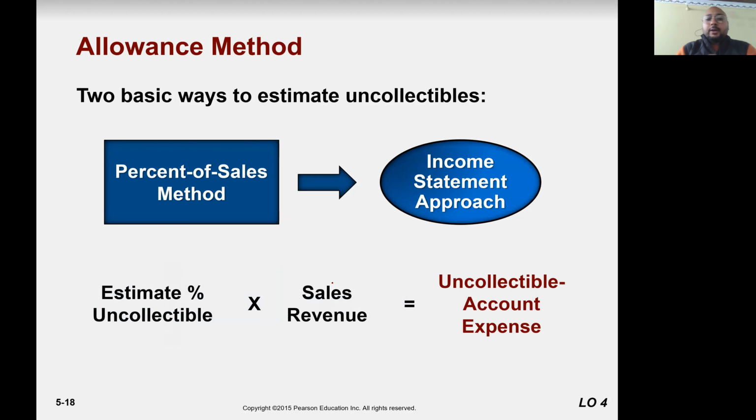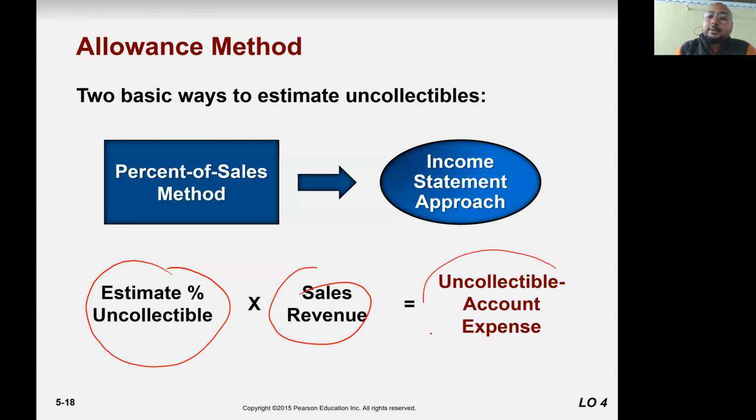So number one, percentage of sales method, simple. You multiply the percentage that is not going to be collectible with this year's sales. That's it. And we call this uncollectible expense. Expense will directly go to the income statement. All right.